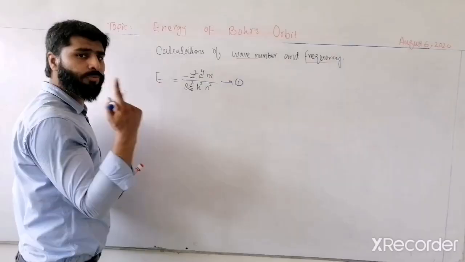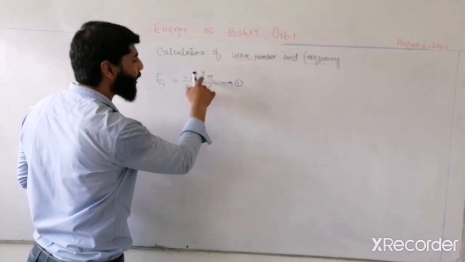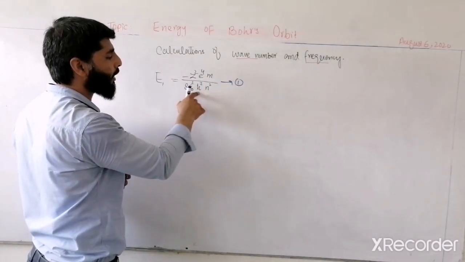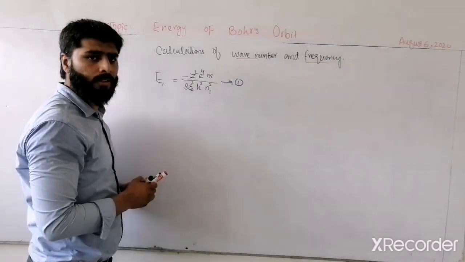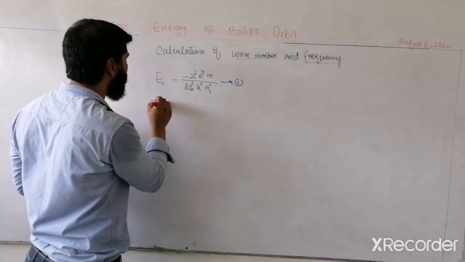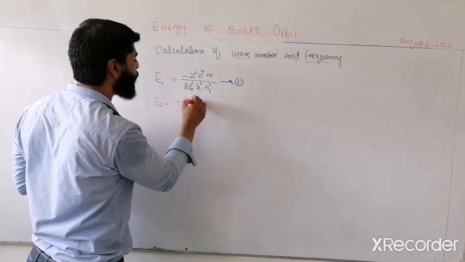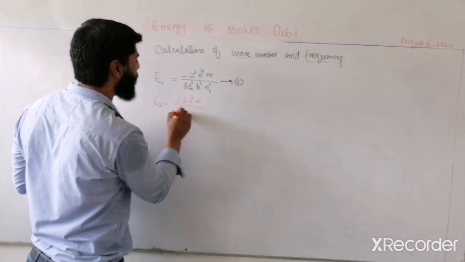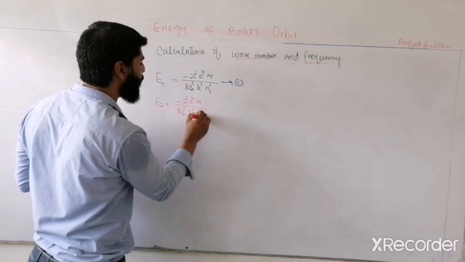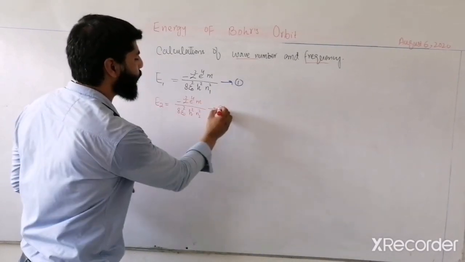Then the energy for the first shell will be E1, and it will be equal to minus Z square e4 m divided by 8 epsilon naught square h square n 1 square. For the second orbit we will have E2, which is equal to minus Z square e4 m divided by 8 epsilon naught square h square n 2 square. This is equation number 2.